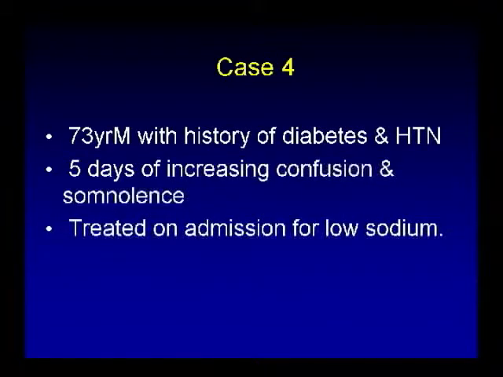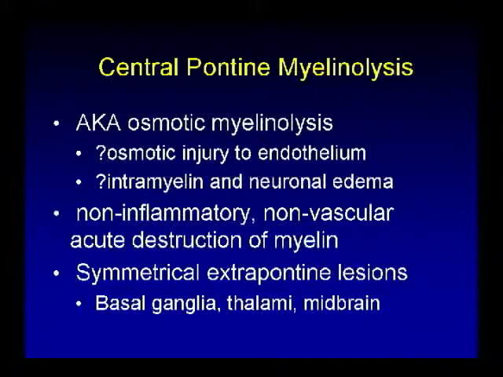So let's go back to the history, because I was withholding something from you. This patient had also been treated on admission for low sodium. So this is a central pontine myelinolysis case, that classic bat wing contour, positive on diffusion, no enhancement. Its better term is really osmotic myelinolysis, because it's not always confined to the pons, and in fact some cases do not involve the pons at all.